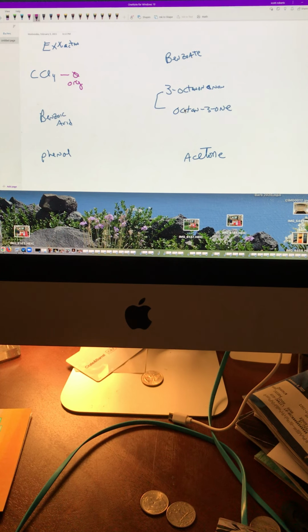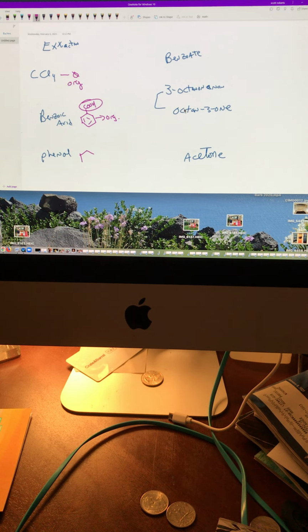Benzoic acid. Benzoic acid, though, that's a carboxylic acid, guys. Aqueous or organic? Six or more carbons, one functional group. Don't fall for it. It's a trick. Six or more carbons, only one functional group. Isn't it organic? Don't you think?